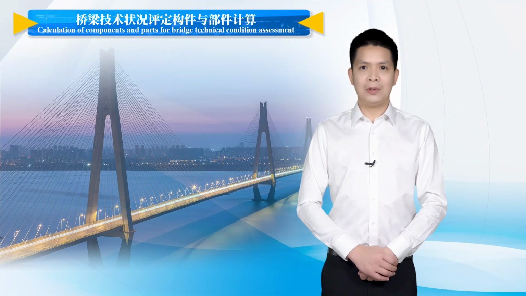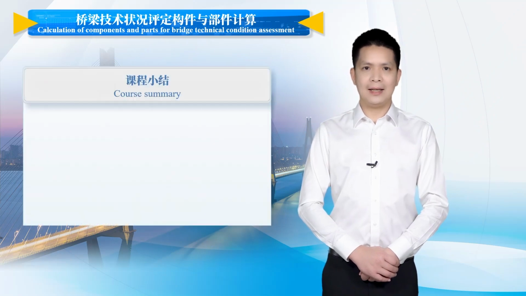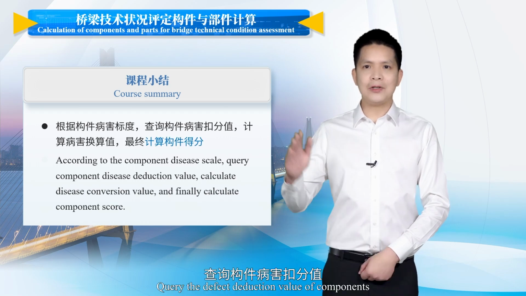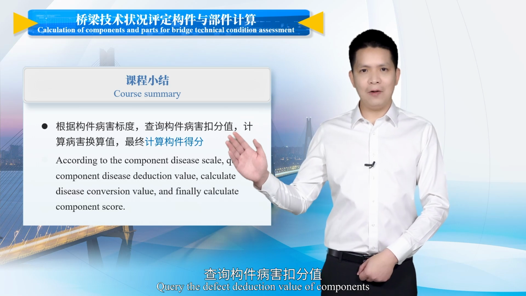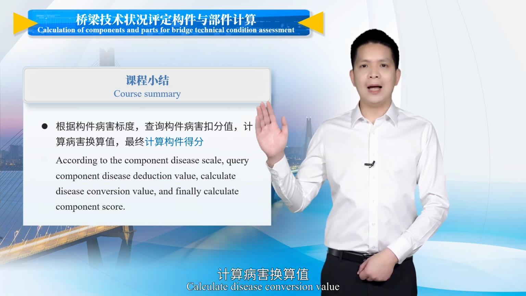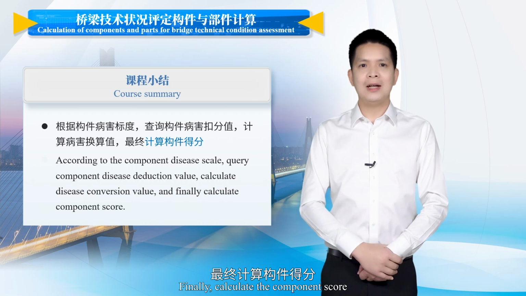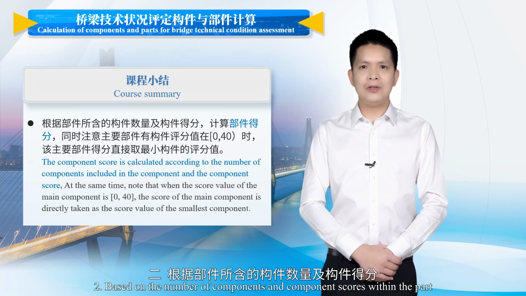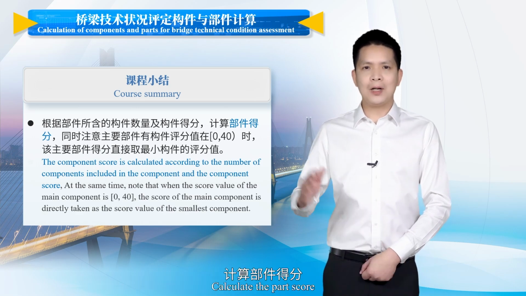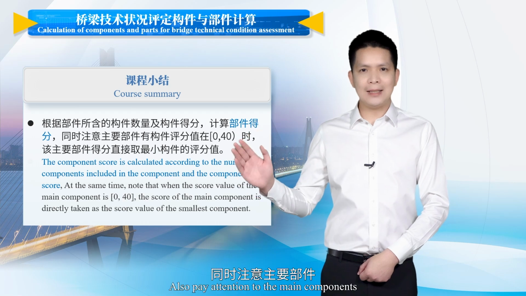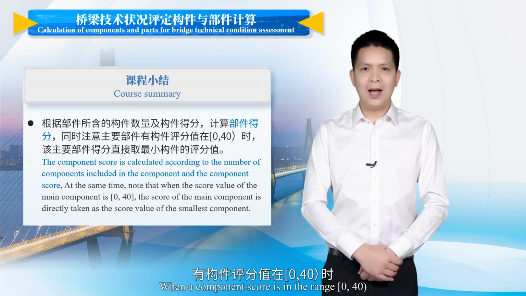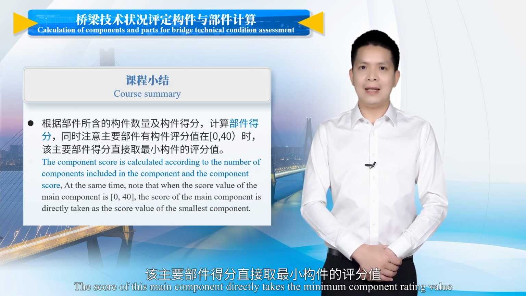In the end, I will summarize this lesson. First, based on the component defect scale, query the defect deduction value of components. Calculate defect conversion value. Finally, calculate the component score. Second, based on the number of components and component scores within the part, calculate the part score. Also pay attention to the main components. When a component score is in the range 0-40, the score of this main component directly takes the minimum component rating value.